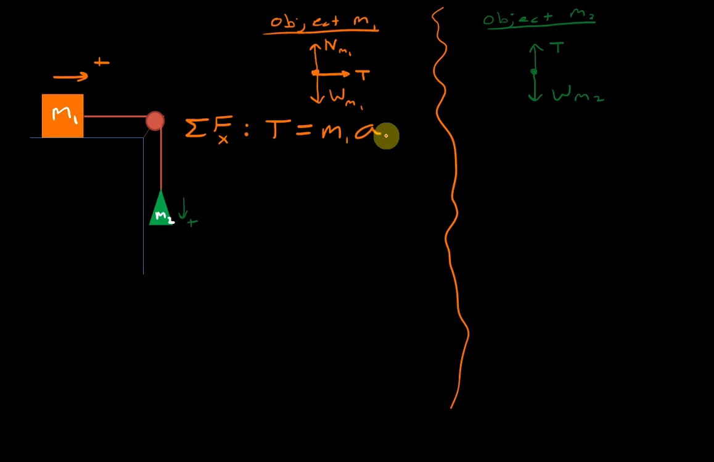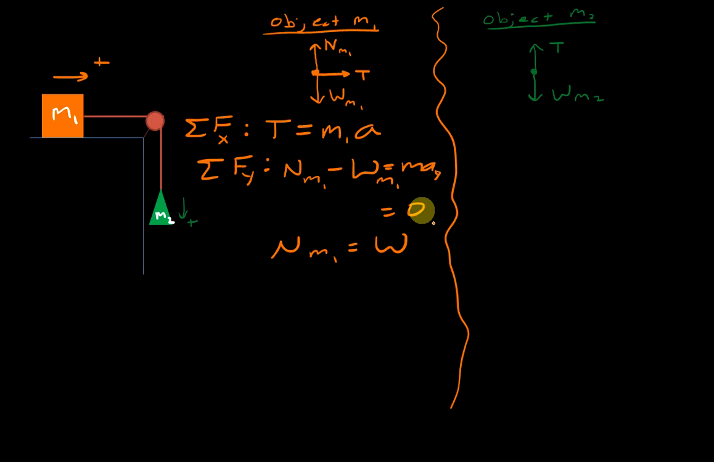Technically, this is like the acceleration of object 1, but remember, these two things are a system. They're moving together. They're going to have the same acceleration. So you can leave that if you want, but they're going to have the same acceleration, so I have that. Sum of the forces in the Y direction. Well, I have the normal force of M1 minus the weight of M1. That equals M1 A_y, and that equals 0. I know the normal force of M1 equals the weight.